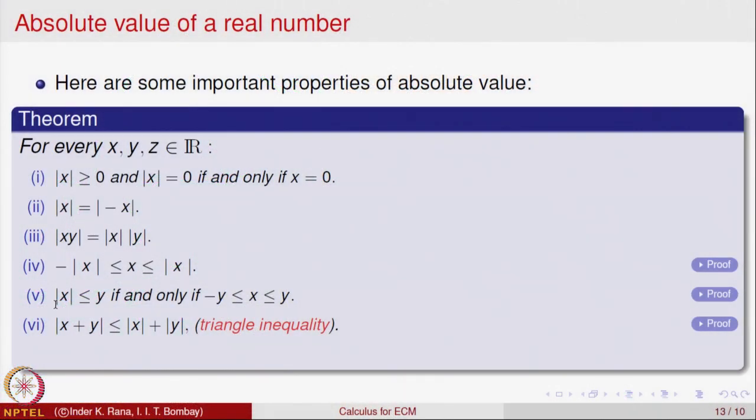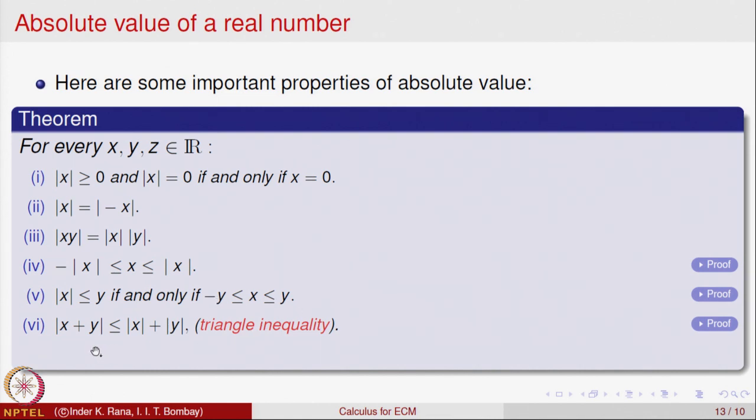And here is this property: if mod x is less than y, it says the distance of y is bigger than mod x if and only if either the point y is on the right side of x or minus y is on the left side of it. We do not know, right. So, x may be positive, x may be negative. So, it says if y is bigger than mod x, then this can happen if and only if x is bigger than minus y and x is less than or equal to y.